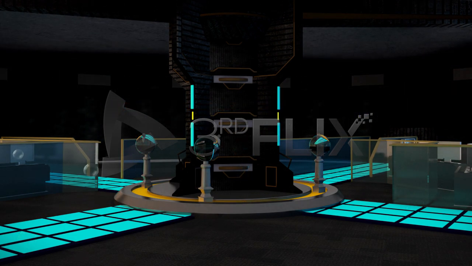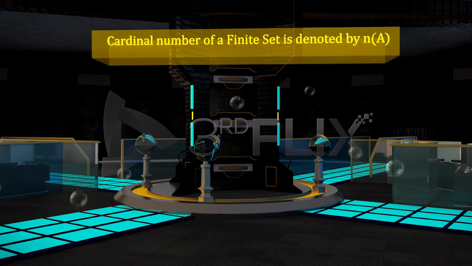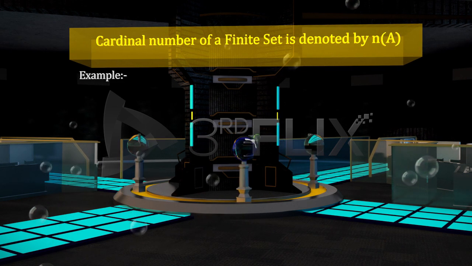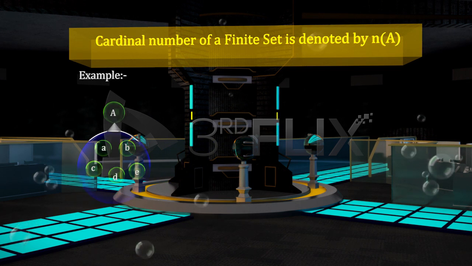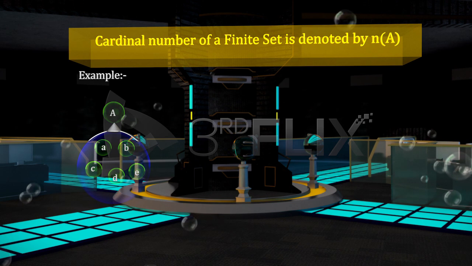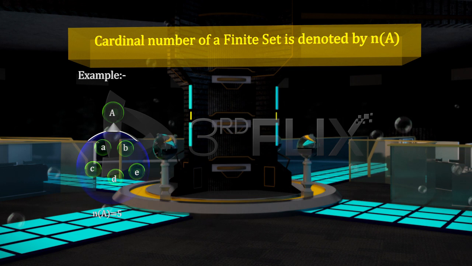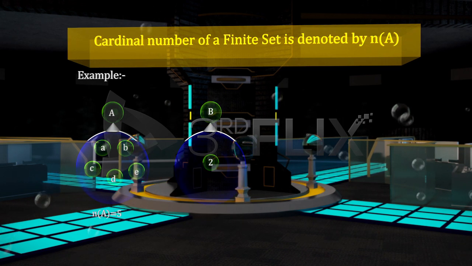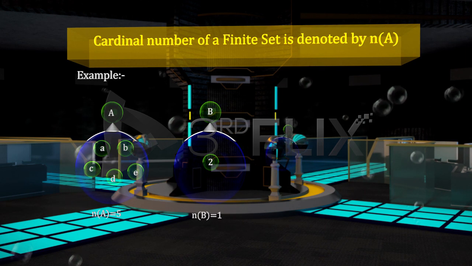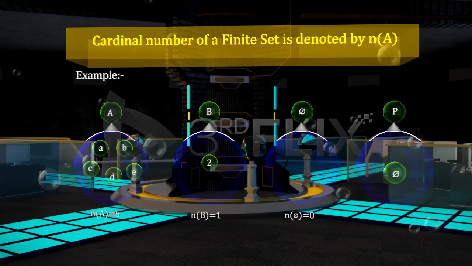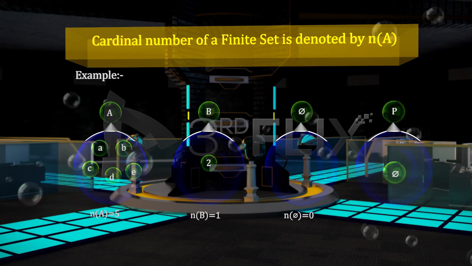Cardinal number of a finite set. The number of elements in a finite set A is called the cardinal number of set A and is denoted by n(A). Example: let A equal the set {a, b, c, d, e}. Then n(A) equals 5. The cardinal number of a singleton set is 1. The cardinal number of a null set is 0. The cardinal number of the set {phi} is 1.